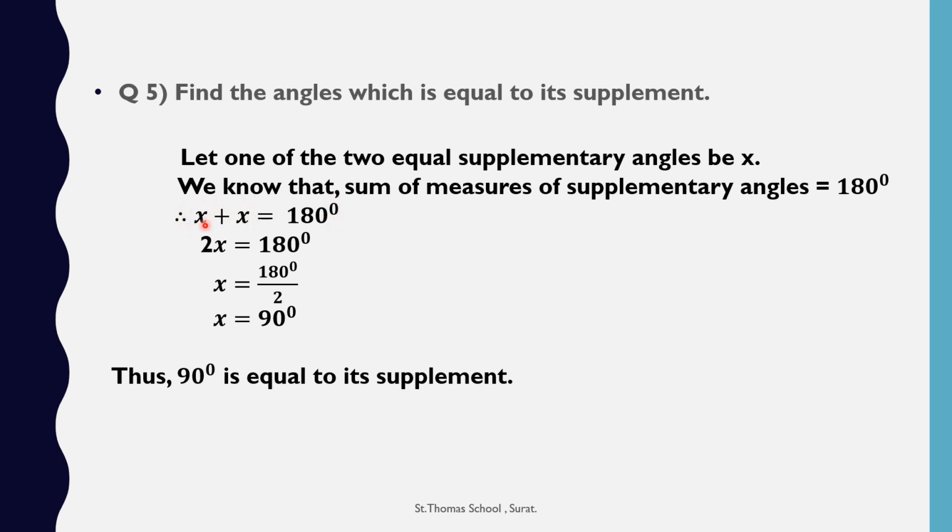x plus x, that is 2x is equal to 180 degree. So x is equal to 180. This is multiplication. If it goes here, it becomes division. So 180 divided by 2, that is 90 degree. Angle and supplementary angle are equal, that we have taken as x. Therefore we can say that thus 90 degree is equal to its supplement.